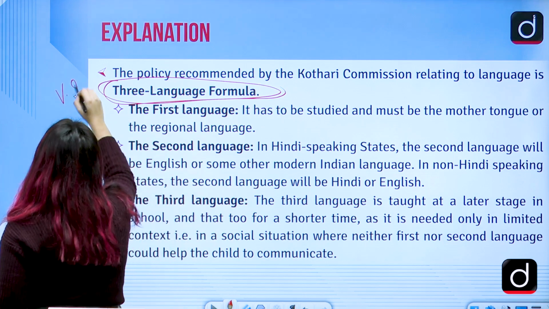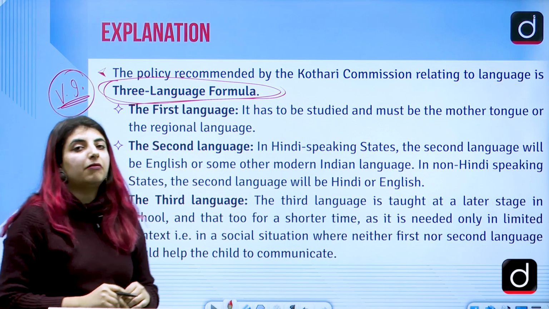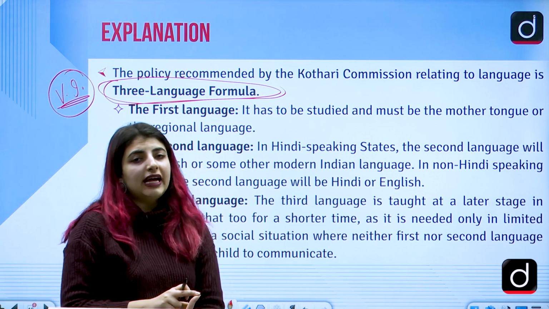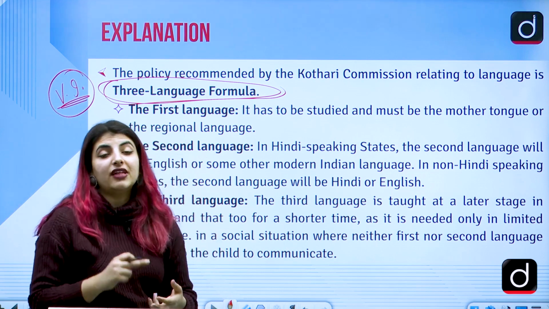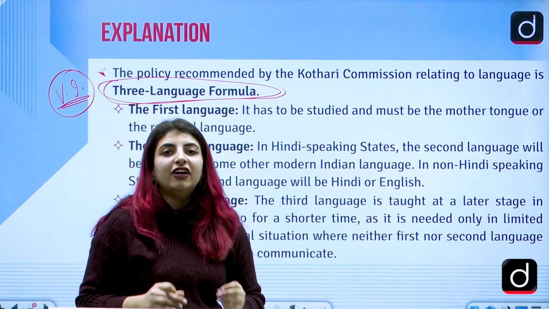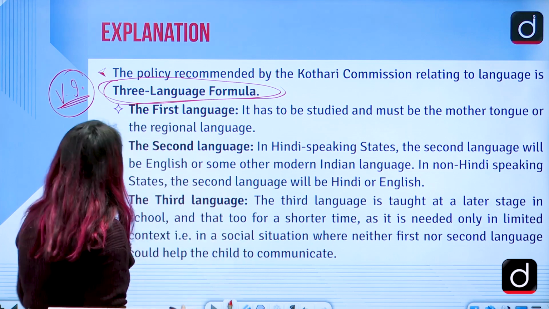Very important point, right? So if you talk about the Kothari Commission, which was established in 1964, 1966, there was also this 3-language formula. And yes, they can ask questions, and they have been asking questions about the 3-language formula, that which committee or commission gave the 3-language formula. It was the Kothari Commission. So what was it?